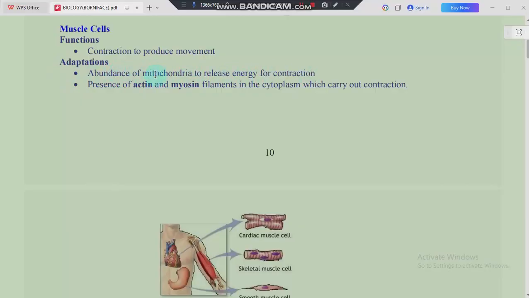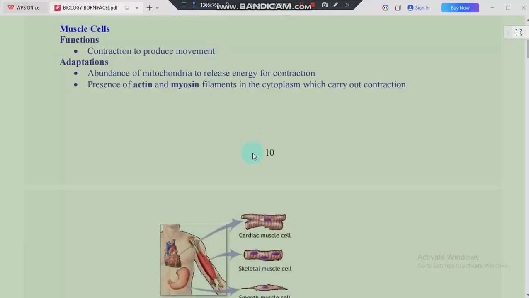And we say this mitochondria is simply the powerhouse of the cell, which helps to make energy available in the form of ATP, right? And then apart from the abundance of mitochondria, we have the presence of the actin and the myosin filaments in the cytoplasm, which help to carry out contraction. So which ones are carrying out contraction? It is the actin and myosin, and this contraction is helping to produce movement.